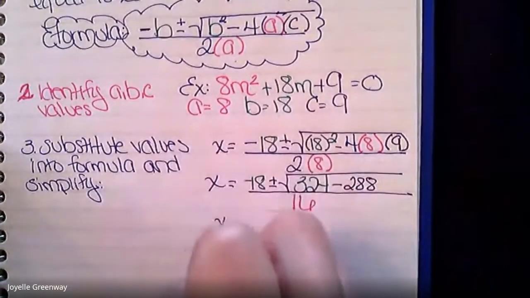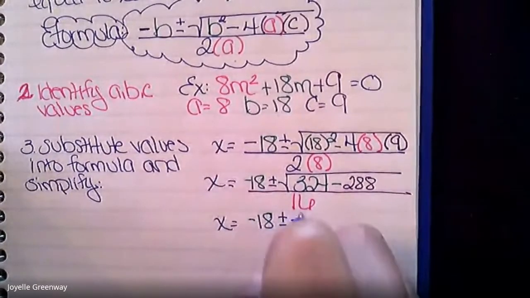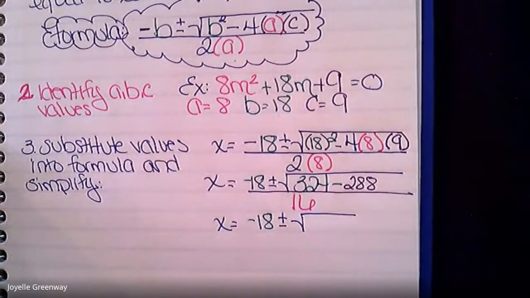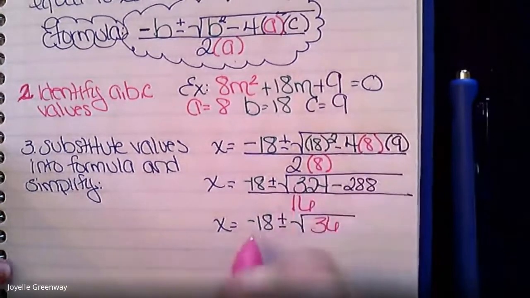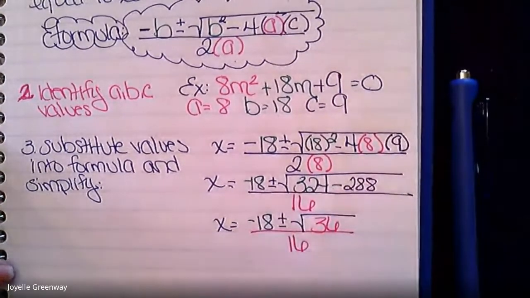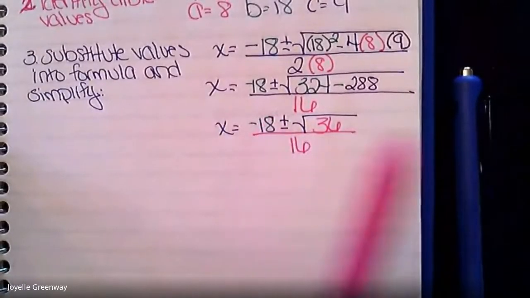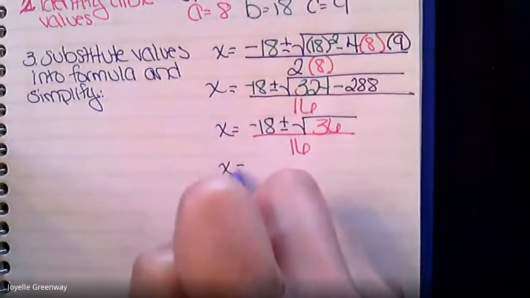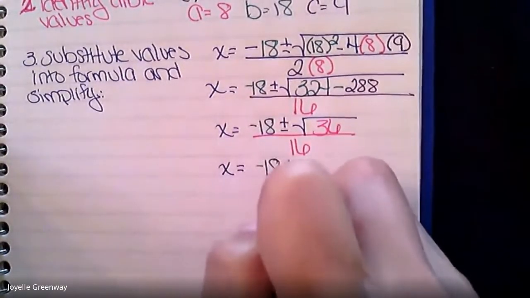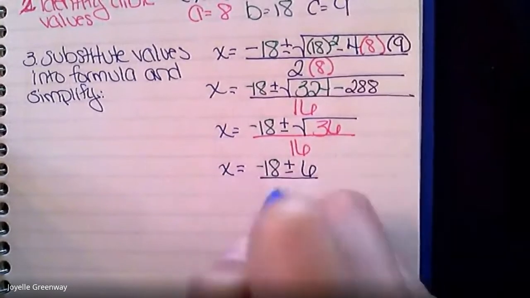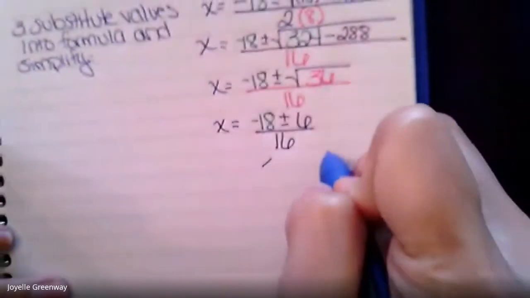So x is equal to negative 18 plus or minus the square root. So 324 minus 288 is 36, and that's over 16. So 36 is a perfect square. So I'm going to continue to simplify. So x is equal to negative 18 plus or minus 6, which is the square root of 36, divided by 16. Okay, so now we can break that up.